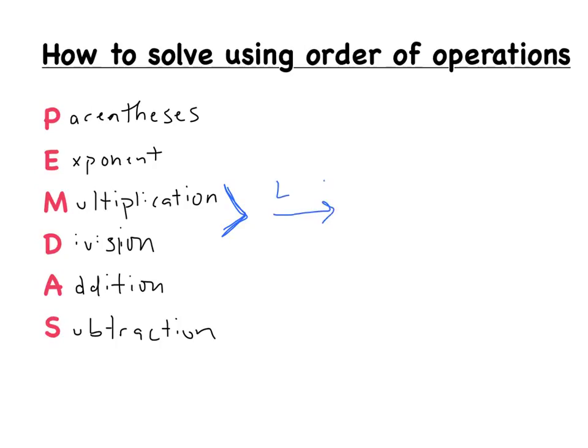From left to right. And in the examples that we're going to show you in the video, you'll see why. And then after the multiplication and division, you would go on to addition and subtraction. Addition and subtraction is the same thing as multiplication and division: you would use it from left to right. This is the most important part of the video, so please write this down in your notes.